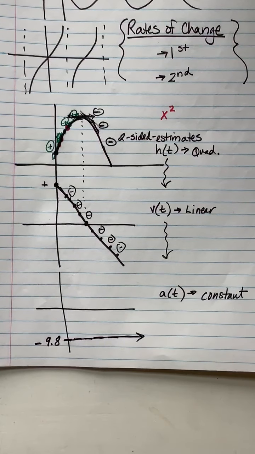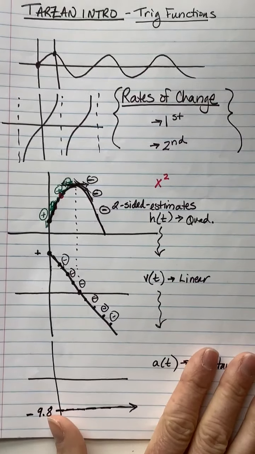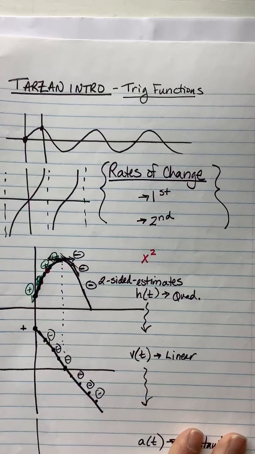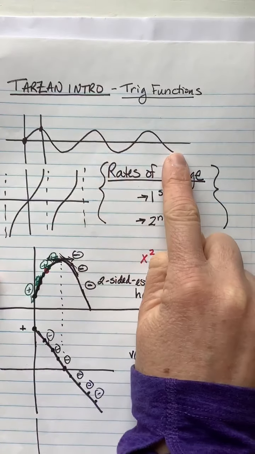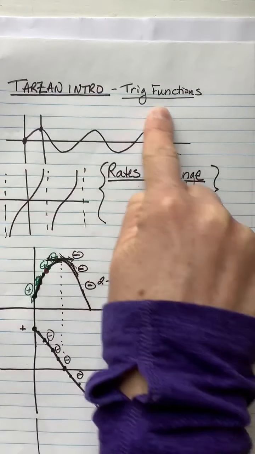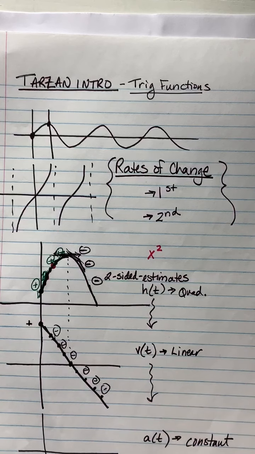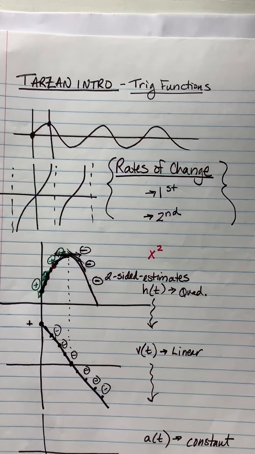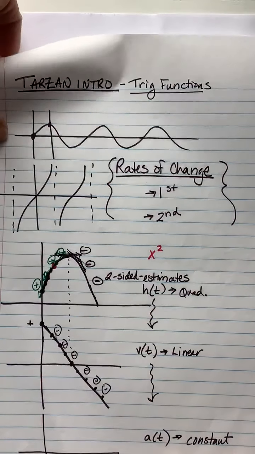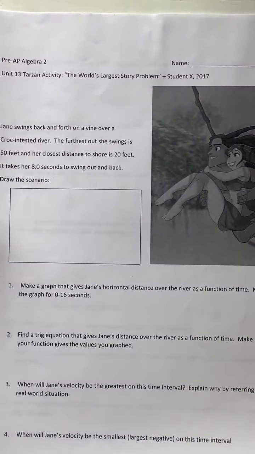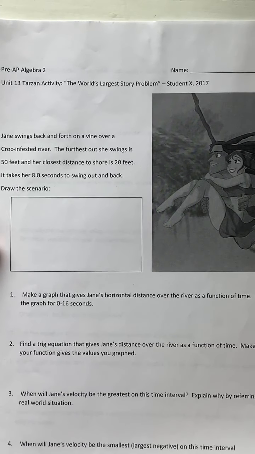So we're going to do something similar with the Tarzan activity, except that we are going to be looking at, first of all, determining a best model for our Tarzan activity, and then, of course, starting to look at the rates of change and rates of change. But that will be for next time. So part 1 is simply to model a situation using a trig function, and we're going to choose one of them.